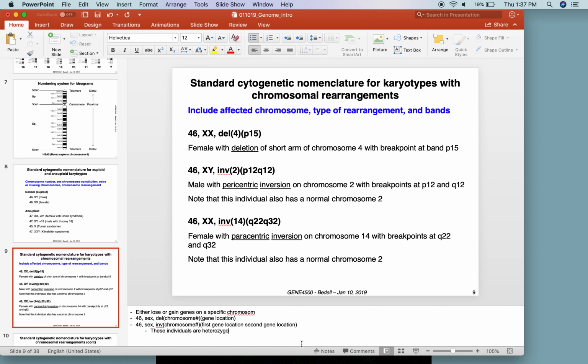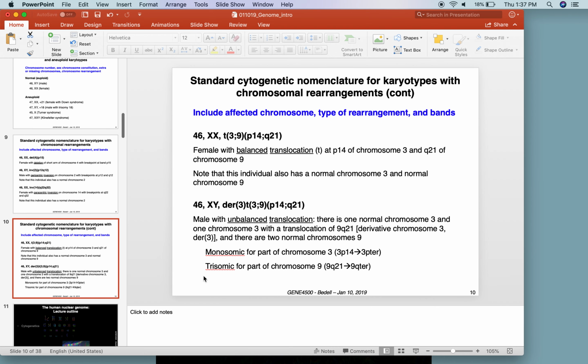Translocations, T stands for translocation. Now in parentheses, and pay attention, the semicolon is important. That's the standard cytogenetic nomenclature. It's not a comma, it's not a colon, it's a semicolon. T in parentheses refers to the two chromosomes.